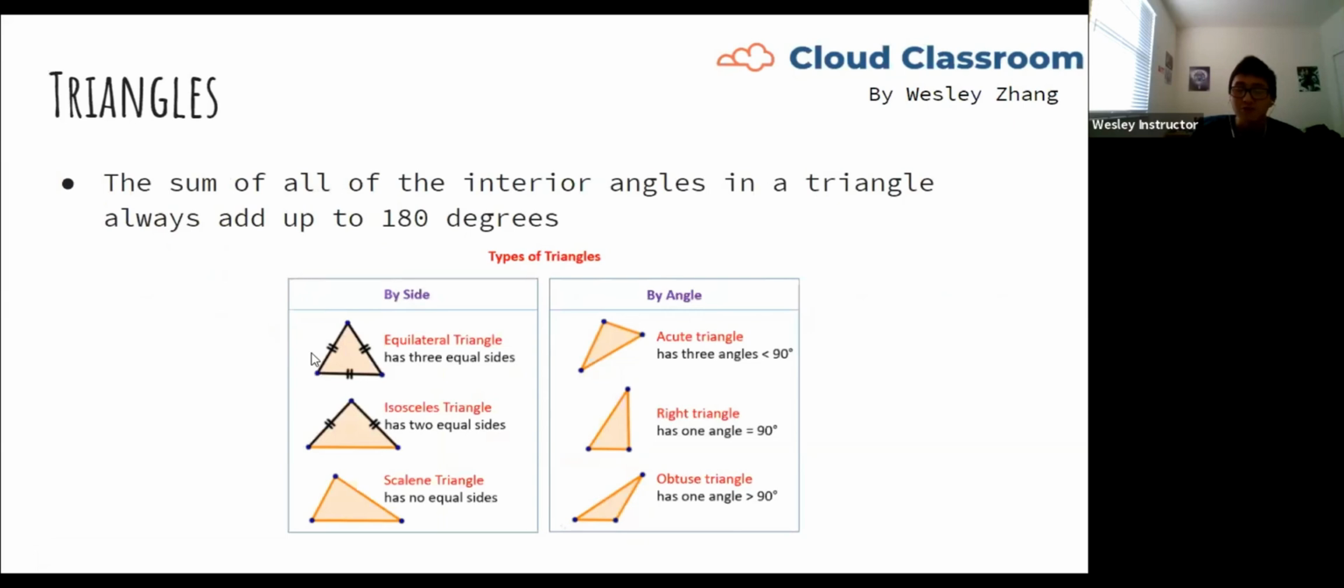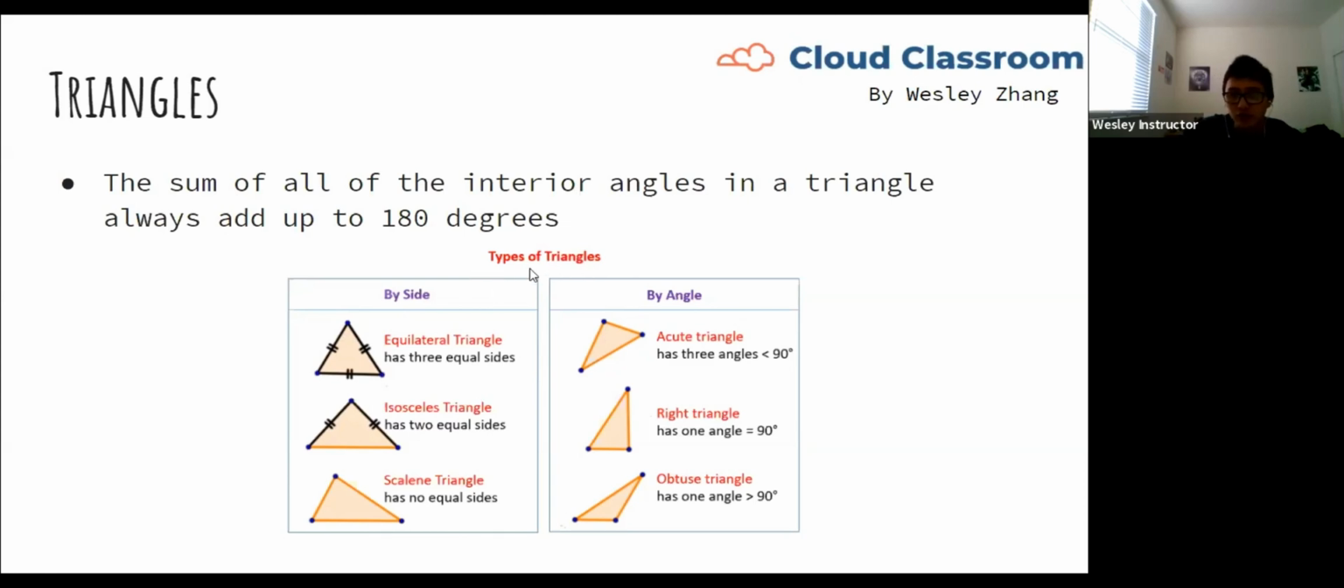All right, triangles. This is basically a geometry lesson, but we still need to use algebraic methods, so it is still pre-algebra. The sum of all of the interior angles in a triangle always adds up to 180 degrees. This is another property you need to know. If you add up the angle measures of the interior angles, they will equal 180 degrees. That is true for every triangle.